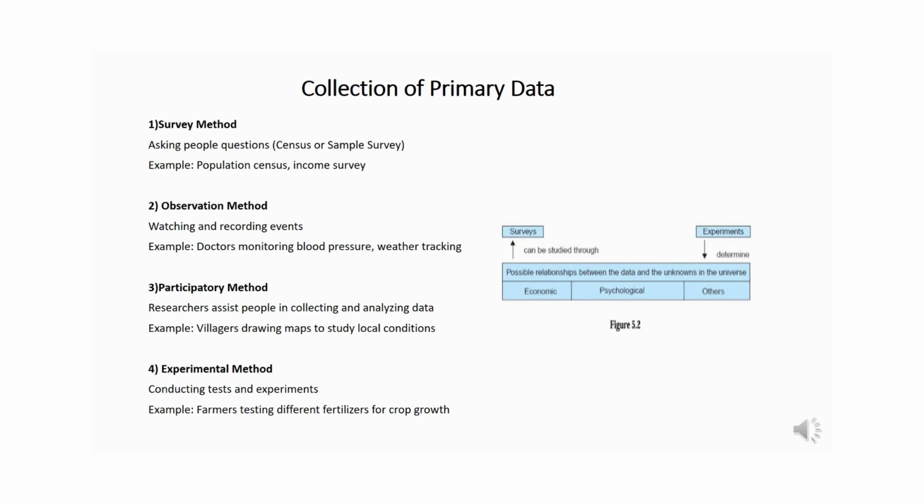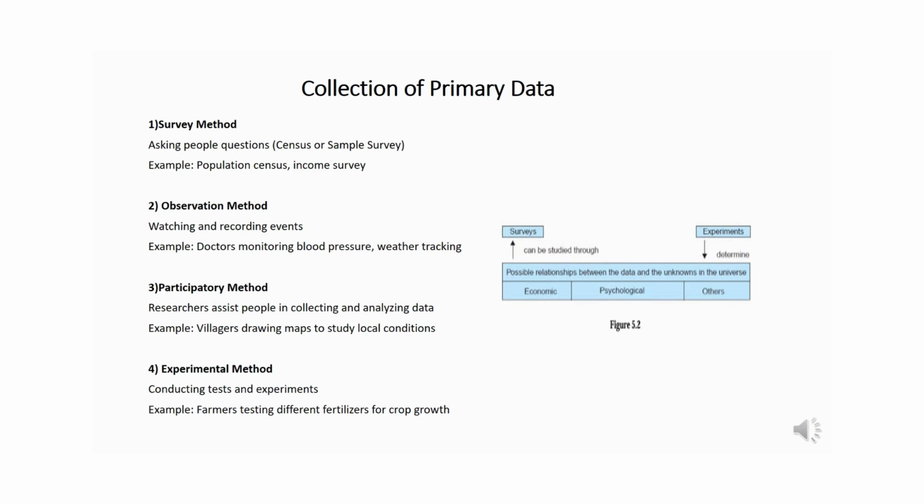Second, measure observation method, watching and recording events as they happen. Example, a doctor checking a patient's blood pressure or tracking weather changes. Then comes the participatory method. Researchers help people gather and understand data. Example, villagers drawing maps to analyze their local environment.